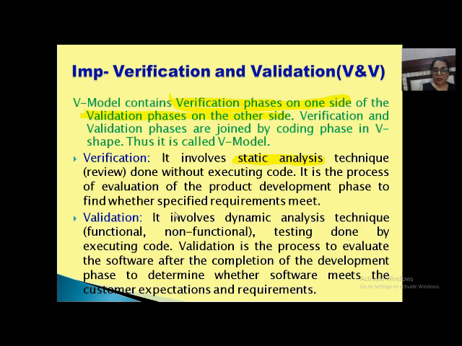Validation involves dynamic analysis. It is basically a dynamic analysis technique where we are checking both functional as well as non-functional requirements in terms of testing, which is done by executing the code. Validation is the process to evaluate the software after the completion of the development phase to determine whether the software meets the customer expectations and requirements.